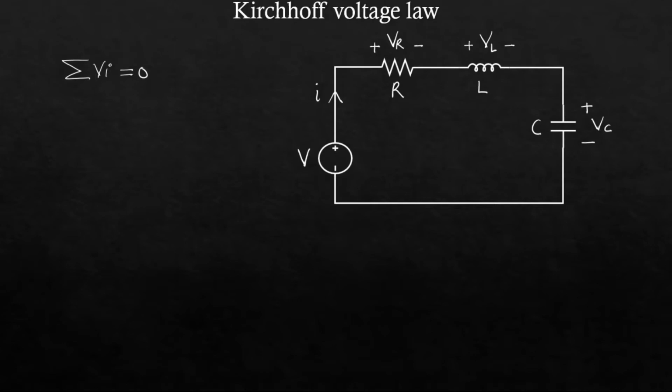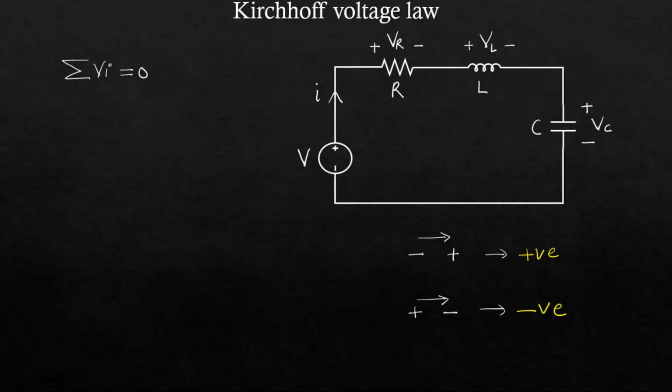So first of all, the convention. How do we take the voltage as positive or negative? If you go from the negative terminal to the positive terminal, I will take that as a positive potential. But if you go from positive to negative terminal, I will take it as a negative potential. In order to write a KVL equation, you will have to use this convention.